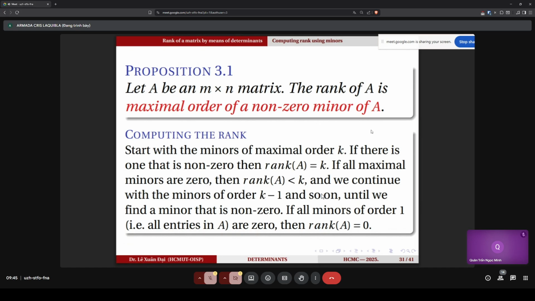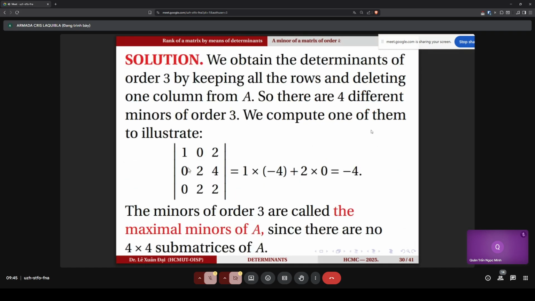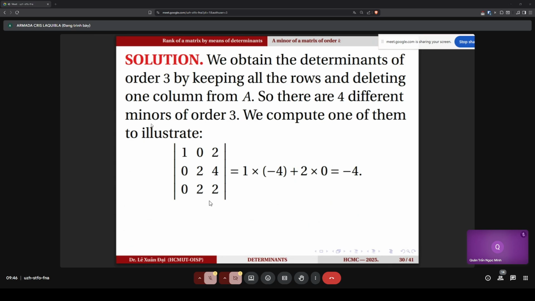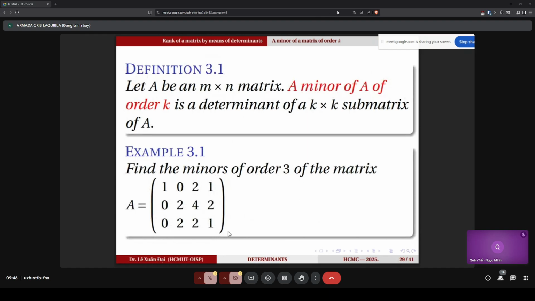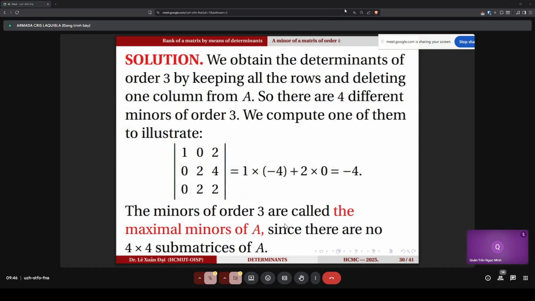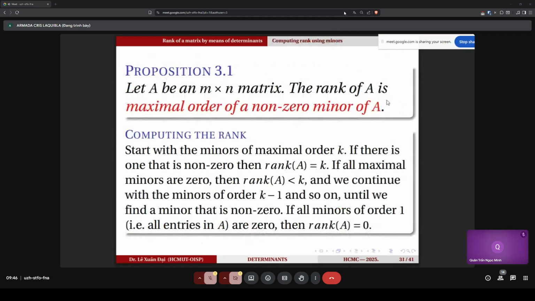So for example, class, if this one, we go back, if all the minors of order 3 here become 0, if the determinants are all 0, for example, then this order 3 is not a maximal non-zero minor of A. Now you pick 2 by 2 matrices after that, okay? If that happens, then you can get the rank, because the rank of A there is the maximal order of the non-zero minor of A.